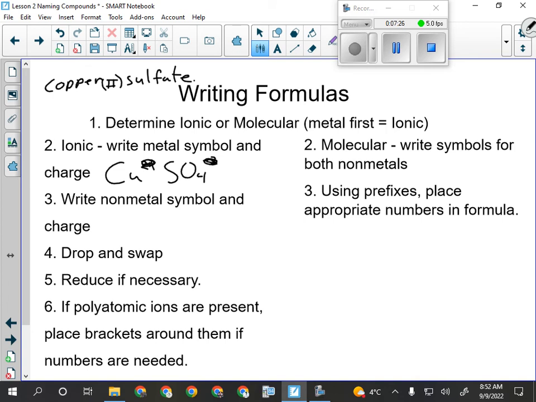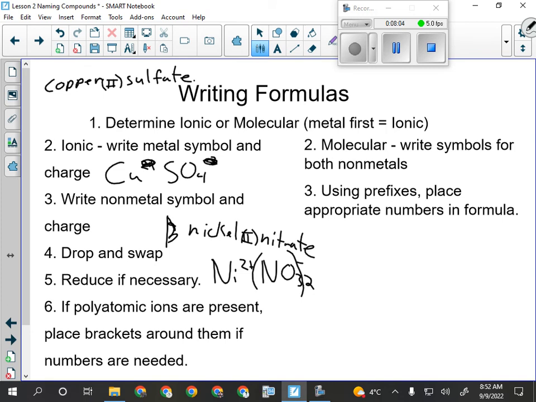I only need brackets around it if I have to put another number beside it. So if instead I had this one, this one would need brackets, okay, for this reason. This is the nickel with the 2+ charge, that's what the Roman numeral tells me, and it's with nitrate, which is a -1. So when I drop and swap, I would have to put a 2 here. Well, I don't want to have this say NO32. I want it to say NO3, 2. Okay?